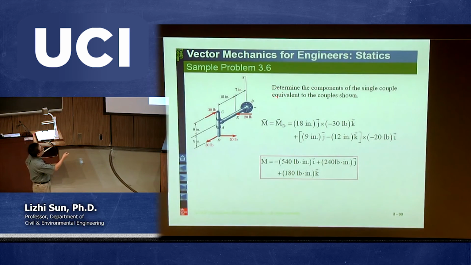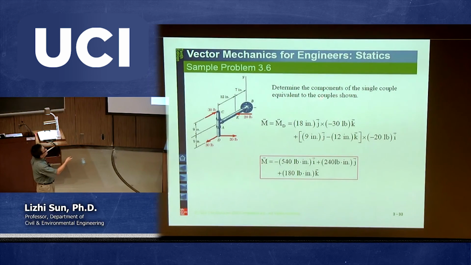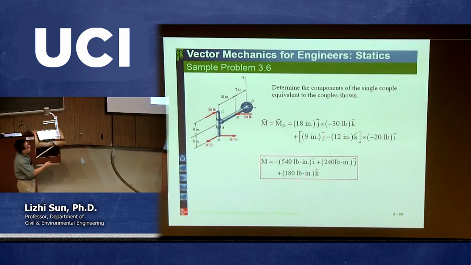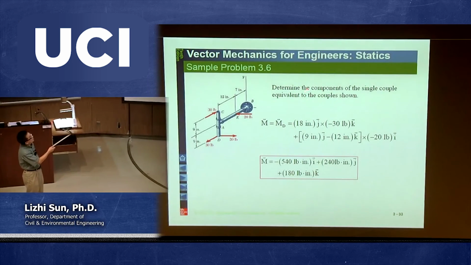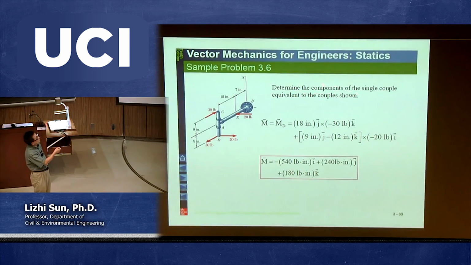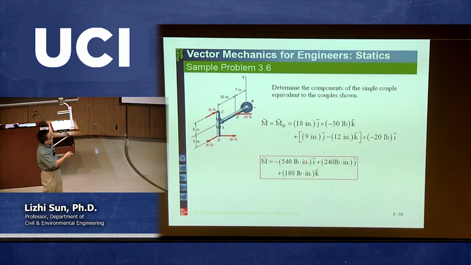What is this final moment about? Determine the components of the single couple which is equivalent to the couple shown here, right? So this is the result. Basically, if you want to answer directly for this question, what are the moments? The x component of this moment equals negative 540 pound-inch. The y component of this moment equals 240 pound-inch. And the k component of this single couple moment is 180 pound-inch.